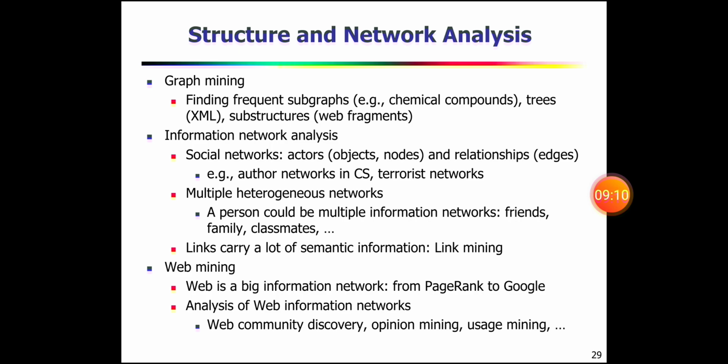The other one is information network analysis. Under this category, you have social networks and multiple heterogeneous networks, and links carry a lot of semantic information. Under social networks, you will have different networks like author networks or terrorist networks. There you can have some kind of analysis through networks. If you find any person, you can look at who his friends are, who their parents are, who their relatives are, and carry out network analysis. By that you can have some conclusions.